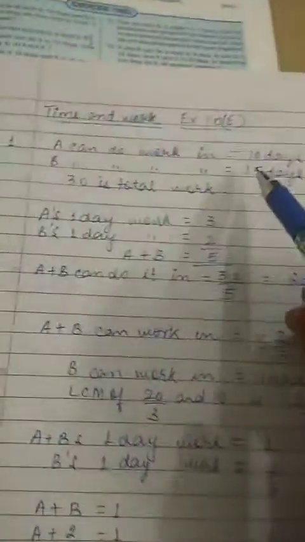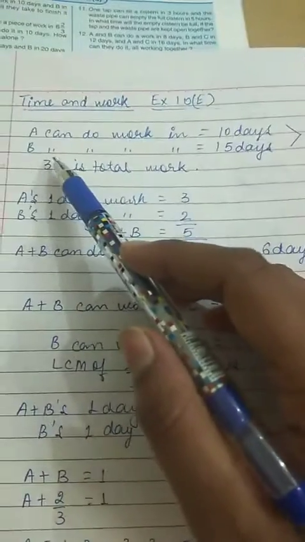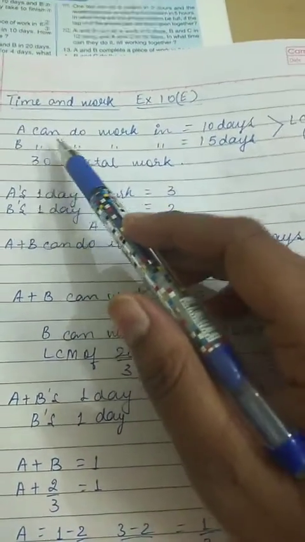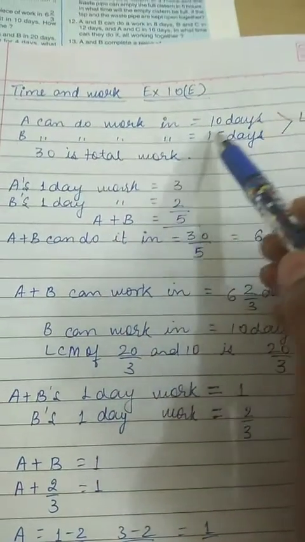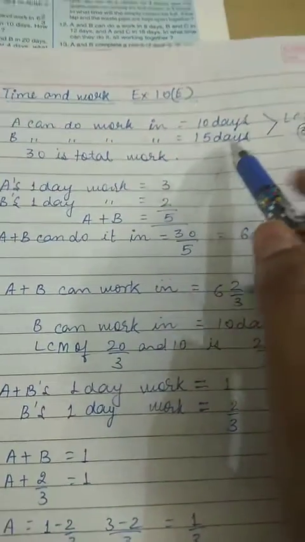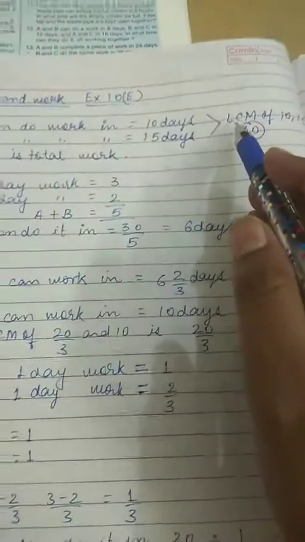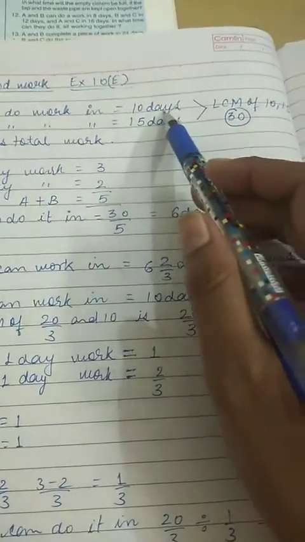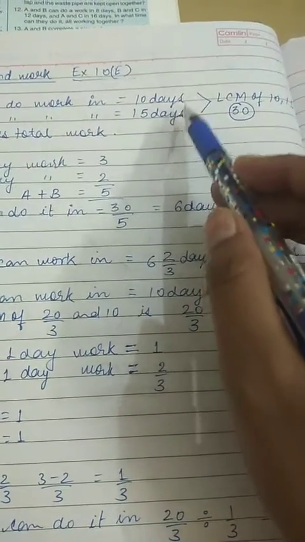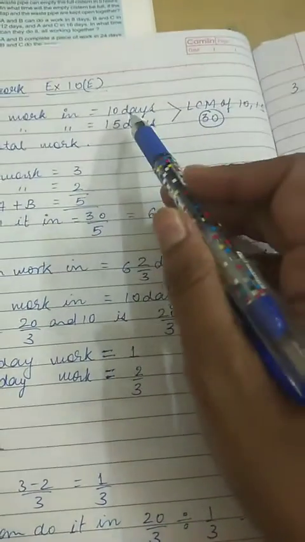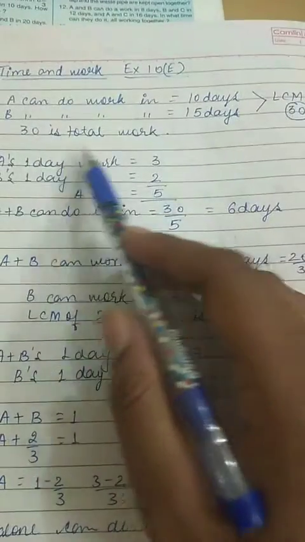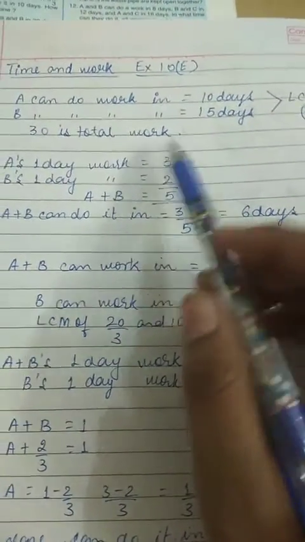Now student, first of all you have to understand something in the questions. A can do a work in 10 days and B can do it in 15 days. Now here first of all we have to find the total amount of work, and the total amount of work is always the LCM of the days which are given. So the LCM of 10 and 15 is 30. This is the total work. 30 is the total work which has to be finished.